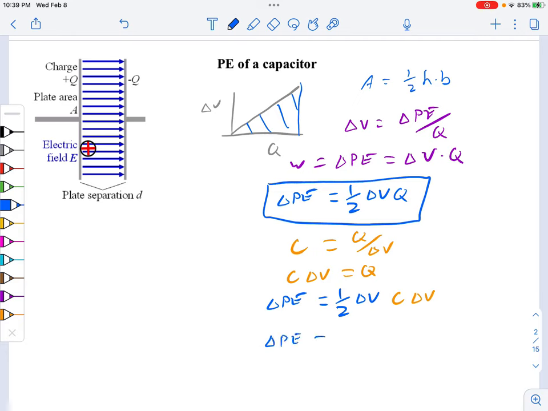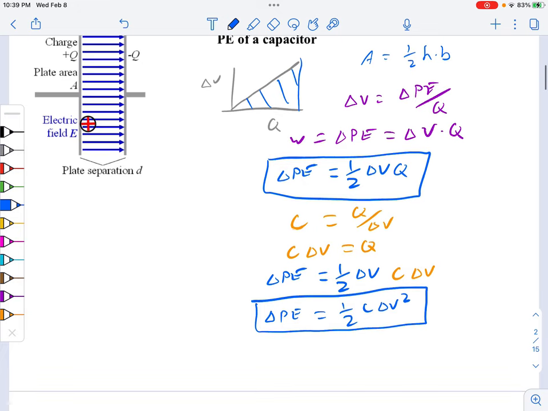Change in potential energy is equal to 1/2 C times the change in voltage squared, CV squared. That's another way I can get to energy by knowing capacitance and voltage. But wait, there's more. We could also write this differently. We've done this kind of trick before too.